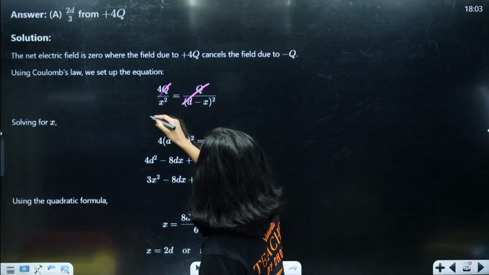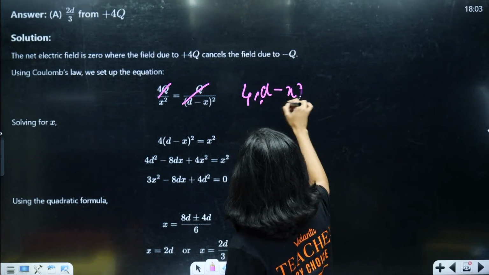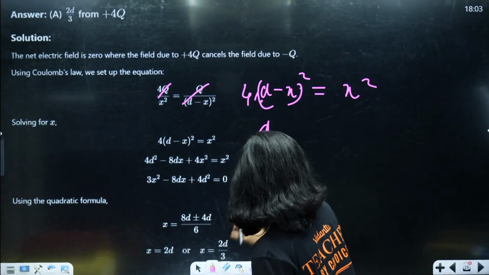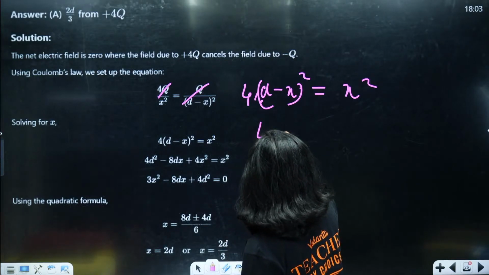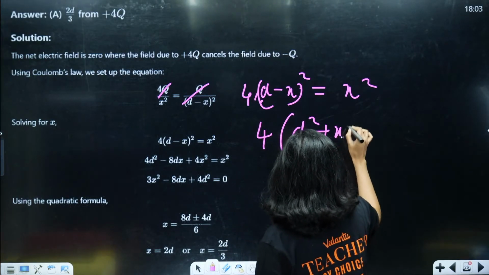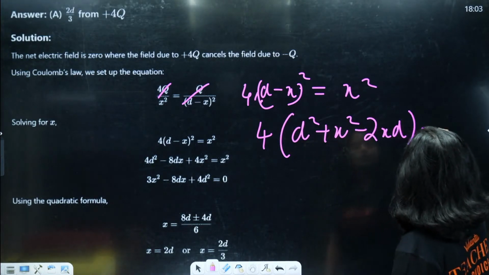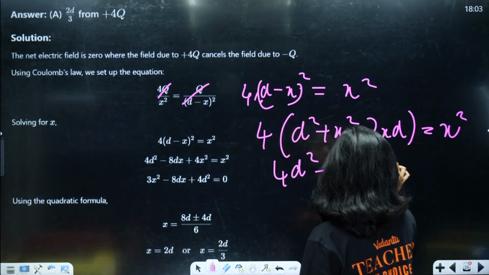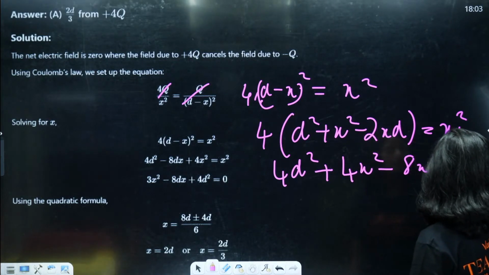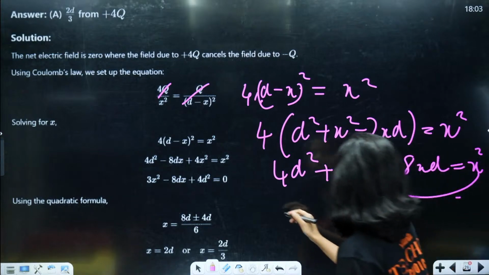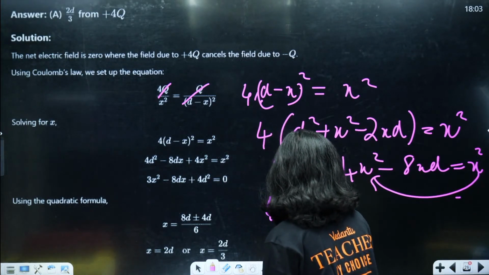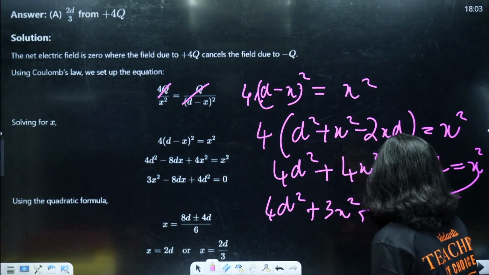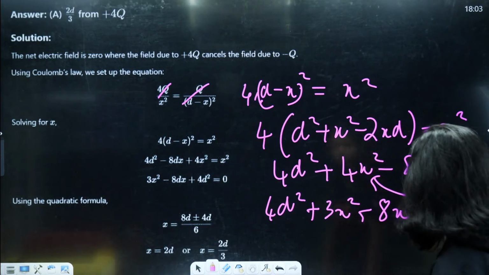Now let's do the math. Q and Q cancels. So 4d minus x square is equal to x square. So 4 into d square plus x square minus 2xd is equal to x square. 4d square plus 4x square minus 8xd is equal to x square. This goes here. So you get 4d square plus 4x square minus x square is 3x square minus 8xd is equal to 0.